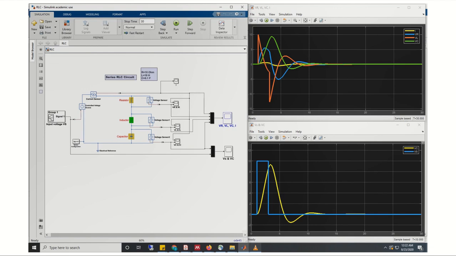Similarly for VR and VL, maybe some voltage across the inductor will do damage to it if it crosses a certain limit. It might so happen. Those things we need to take care of, and for that we need to have knowledge of how these internal variables will behave.